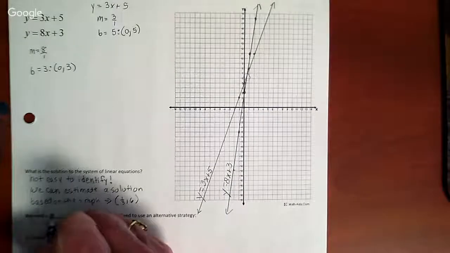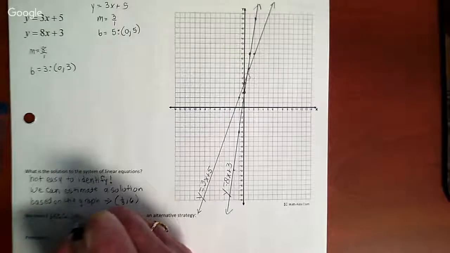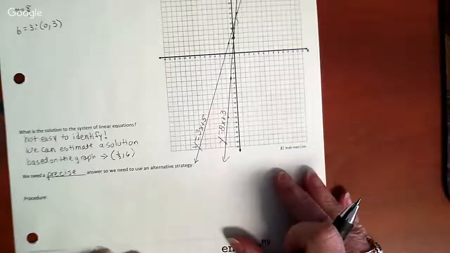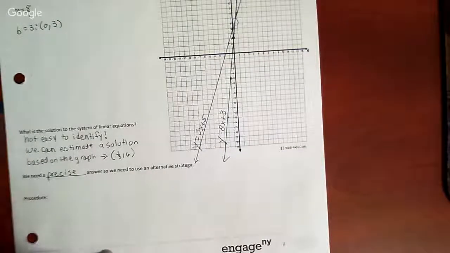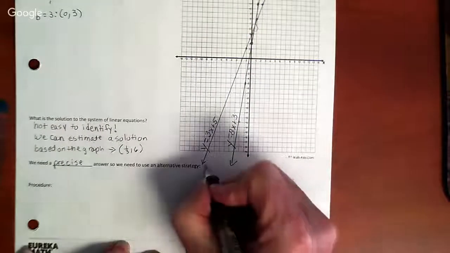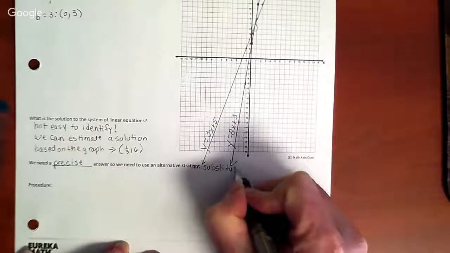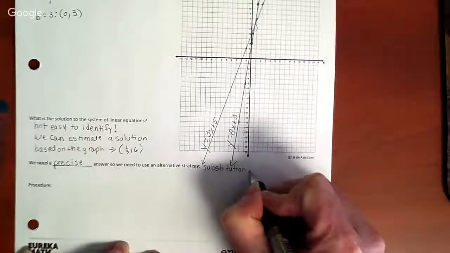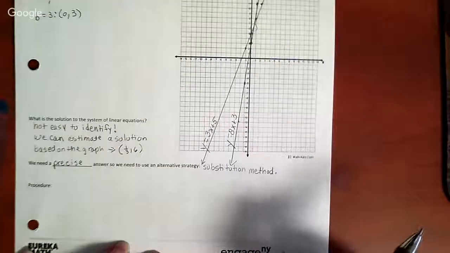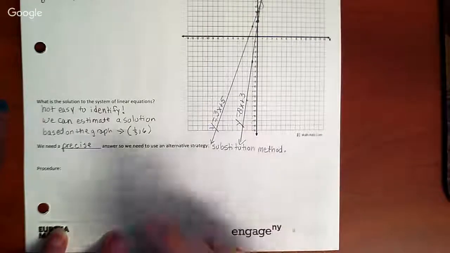We need a precise answer, so we need to use an alternate strategy. That alternate strategy that we're going to use today is called the substitution method. And this is how it works. We substitute one equation into the other.